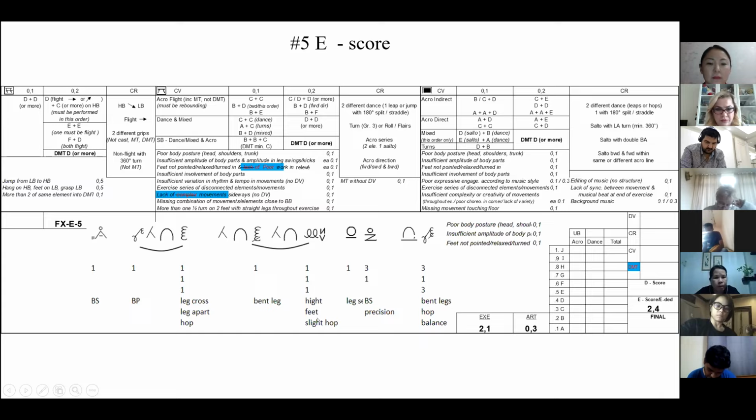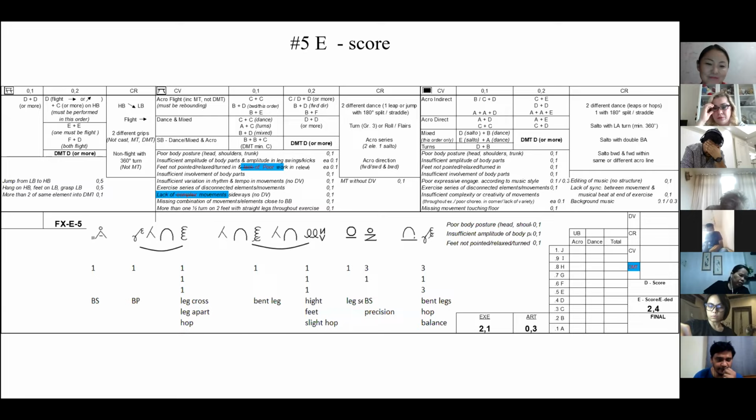Body leg separation on hop with full turn, and three for body shape for switch leap with full turn, and one for precision. And last one, three for bent legs, one for hop, and three for balance. Artistry deduction: poor body posture, insufficient amplitude of body parts, and feet not pointed.